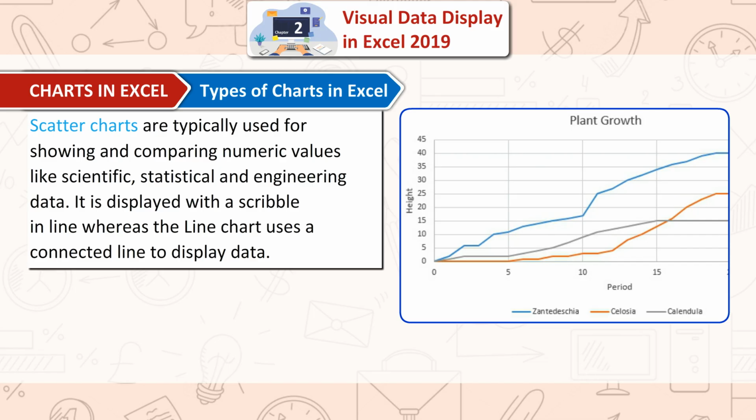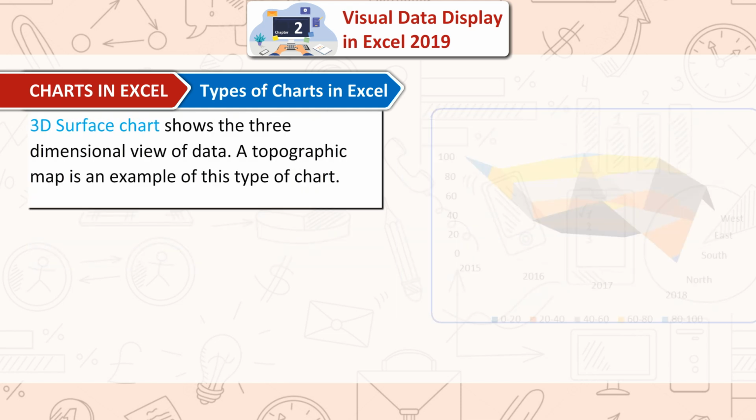Scatter charts are typically used for showing and comparing numeric values like scientific, statistical, and engineering data. It is displayed with a scribble line, whereas the line chart uses a connected line to display data.